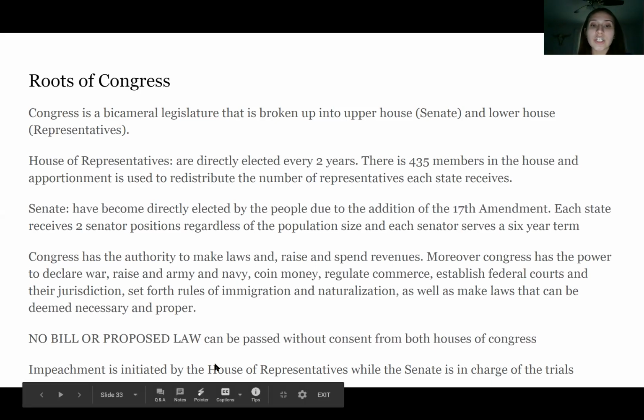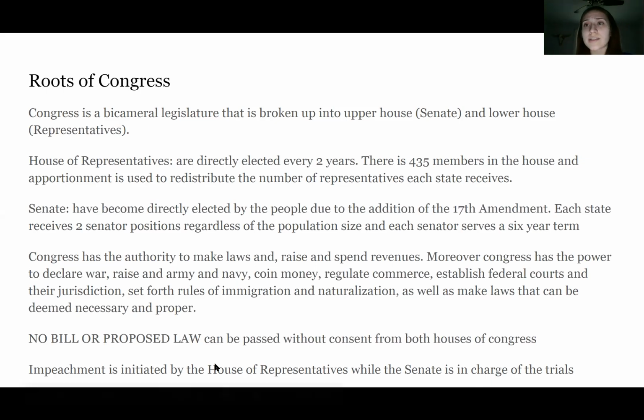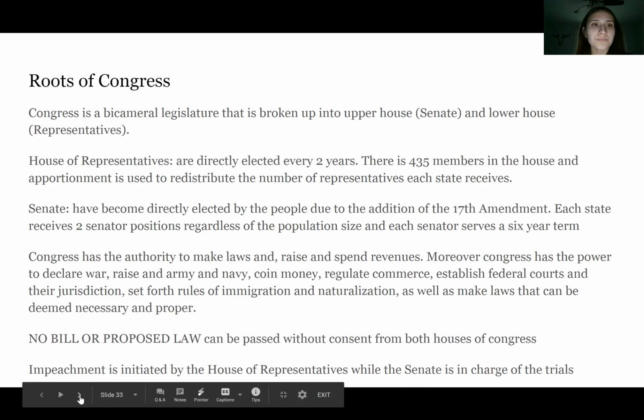Impeachment is initiated by the House of Representatives. They're in charge of saying, oh, this president needs to be impeached, this executive officer needs to be impeached, and the Senate is in charge of regulating those trials.